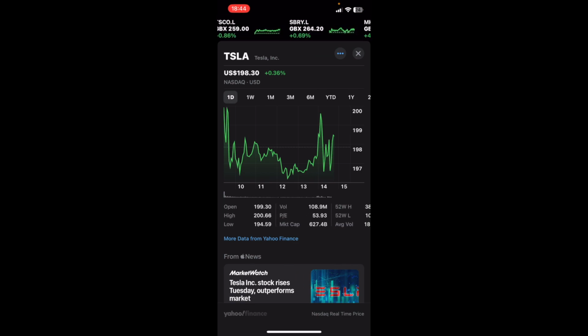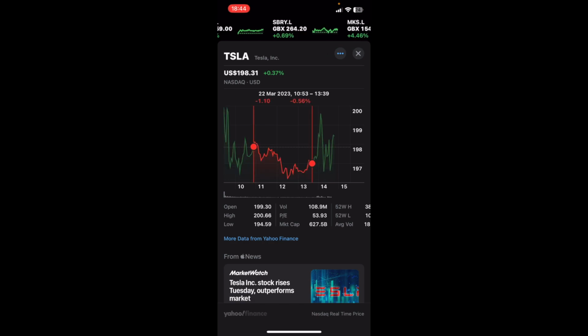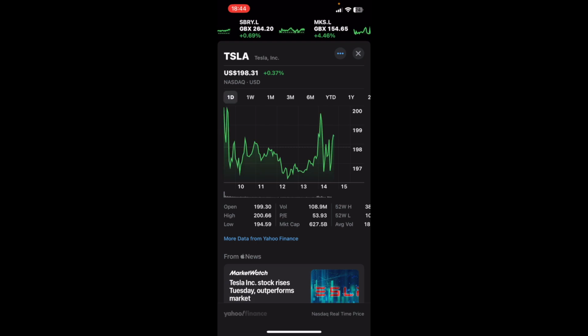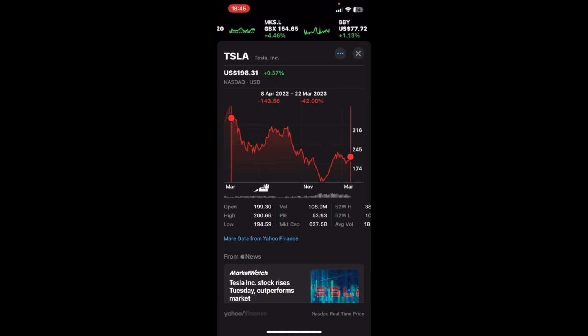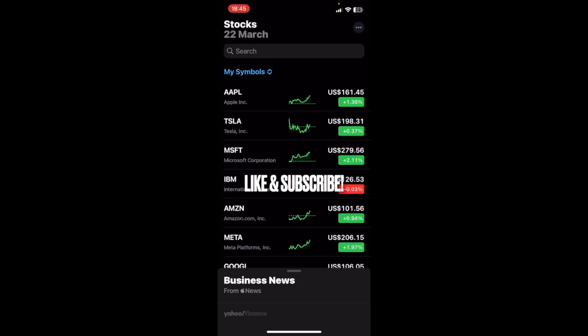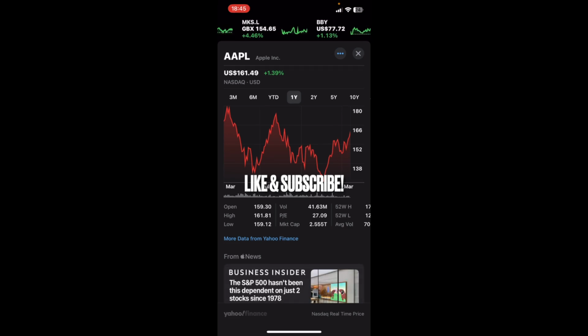One more thing that I would like to show you is if you actually hold 2 fingers on the screen, it shows you a difference and the percentage difference. If we go to month, we can see its low and its high. It's just really, really clever. It's really useful, this app. And honestly, it's probably the best app that you can use in order to have a look at the stocks.